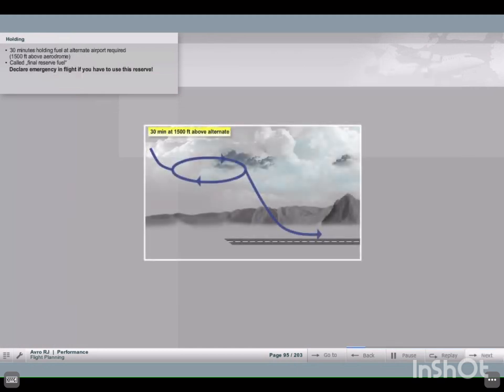Regulations require an Avro-RJ operator to carry holding fuel for 30 minutes at 1,500 feet above the alternate airport. This is also called final reserve fuel, and an emergency has to be declared by the pilot in case he or she has to use this fuel in flight.